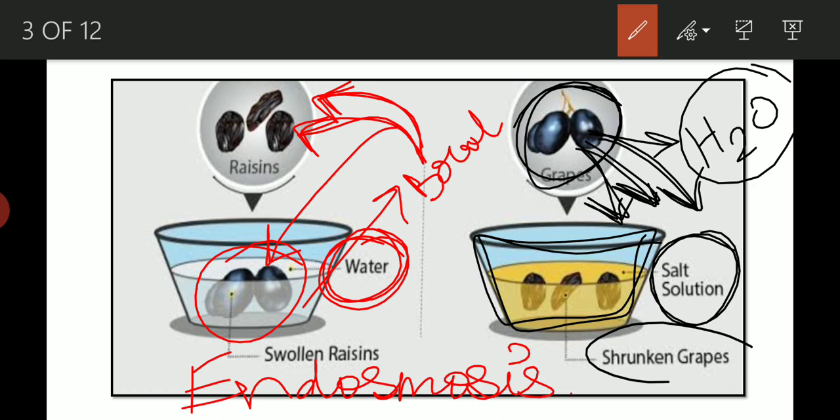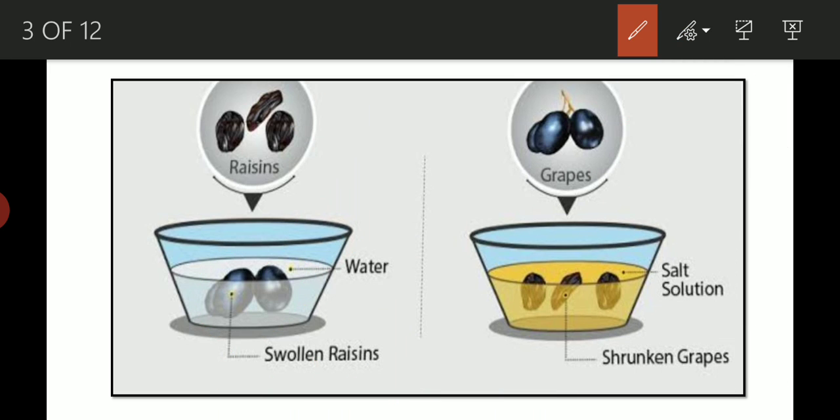The grapes will shrink. We will get shrunken grapes if we keep them inside the salt solution. This is known as exosmosis. Exo means outward. Here the water movement is occurring outside. Water molecules are coming out of the grapes. So this concept is very, very important.